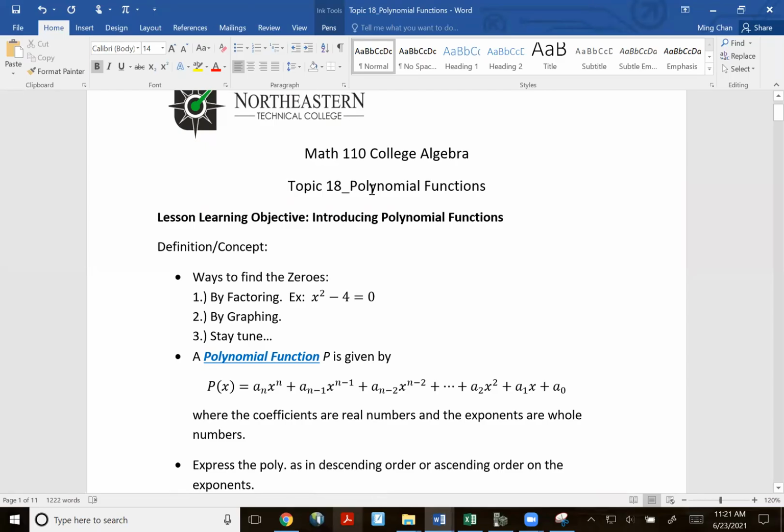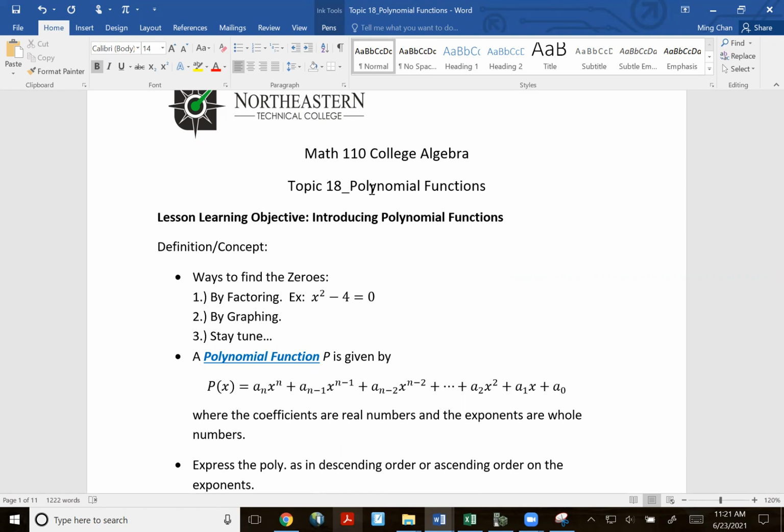All right, welcome to topic number 18, polynomial functions. So we're going to spend quite a bit of time talking about polynomial functions and finding the zeros of polynomial functions. So in topic 17, I mentioned that finding x-intercepts is a lot like finding the zeros. What I mean by that is the arithmetic portion. It's basically the same thing.